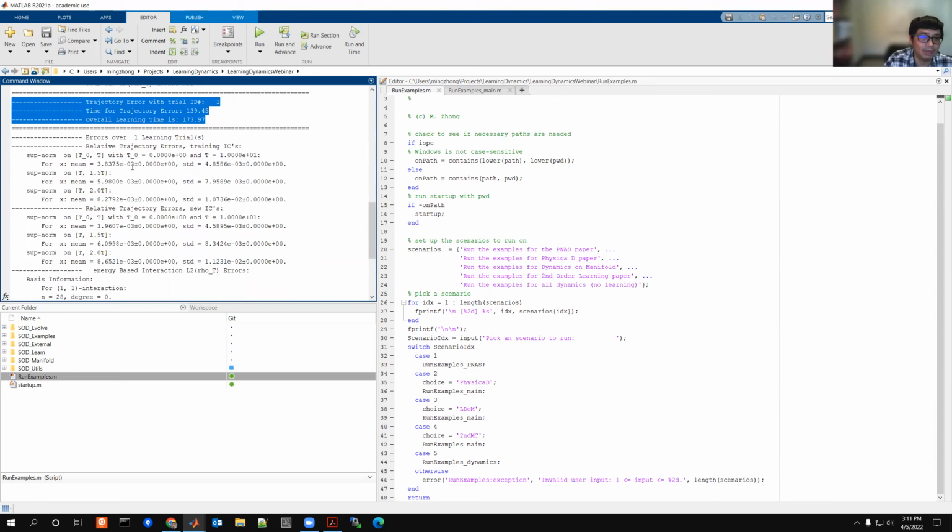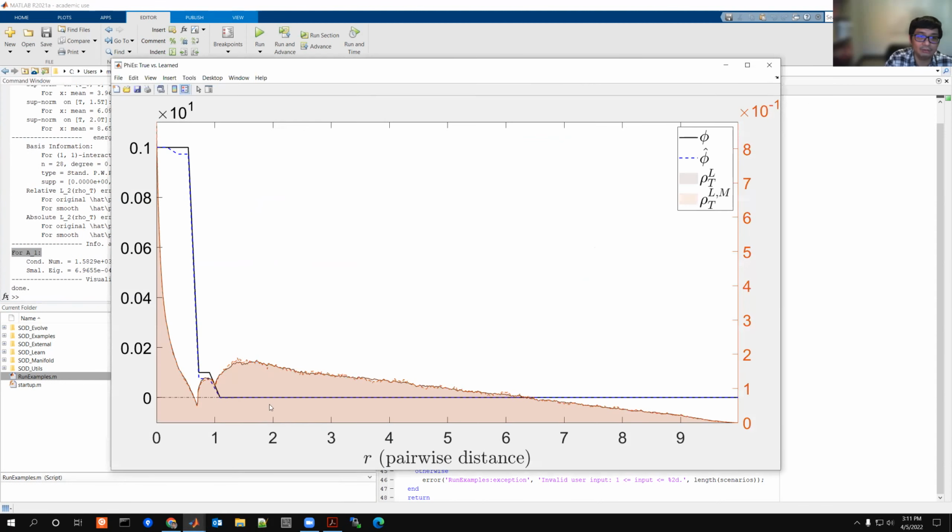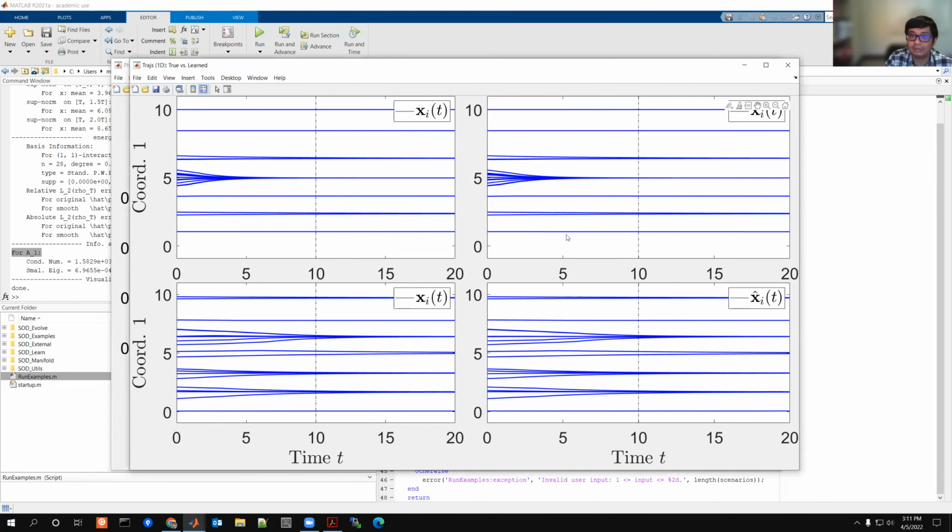Okay, and then it will output all of these errors, and also tell you how good this learned matrix is, and then do a final visualization with the comparison of the learned kernel with the true kernel, and also the trajectories. Remember, I didn't do the transfer learning, so it's missing the third row, but if I add it, it will also do another row.